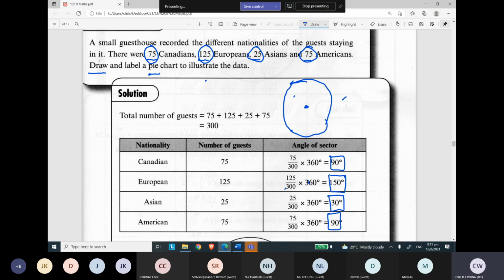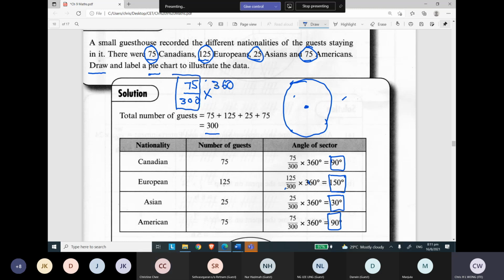So how do you calculate based on degree? First of all, you need to calculate the total. The total is 75 plus 125 plus 25 plus 25, and so the total is 300. If I calculate the first one, how many Canadian again? The Canadian are 75. Altogether, the number of people is 300. I want to convert it to degree, so I must times 360 degrees. Why 360 degrees? Because it's a circle. The moment I times 360, I am changing it into a degree.